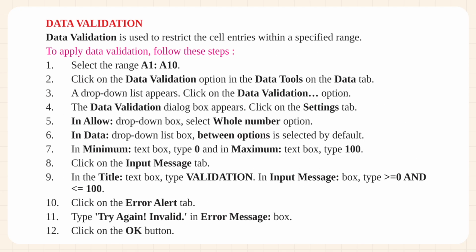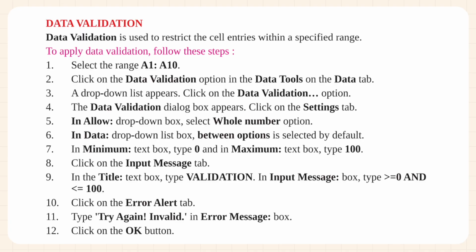Data validation. Data validation is used to restrict the cell entries within a specified range. To apply data validation, follow these steps. 1. Select the range A1:A10. 2. Click on the Data Validation option in the Data Tools group on the Data tab. 3. A drop-down list appears. Click on the Data Validation option. 4. The Data Validation dialog box appears. Click on the Settings tab.